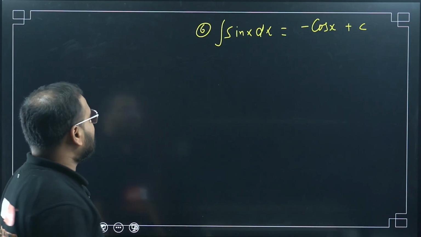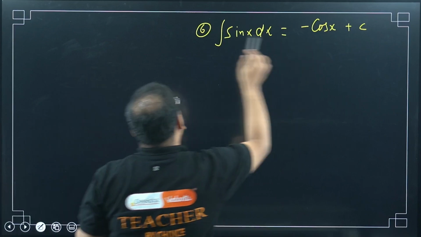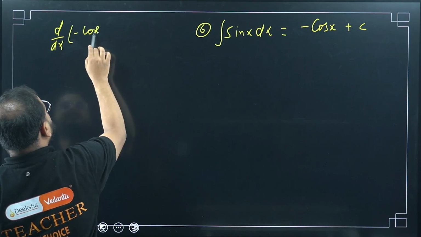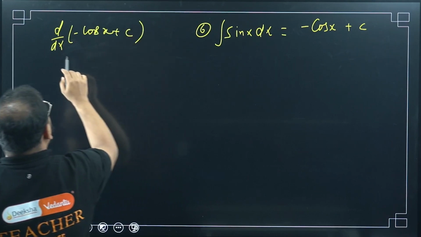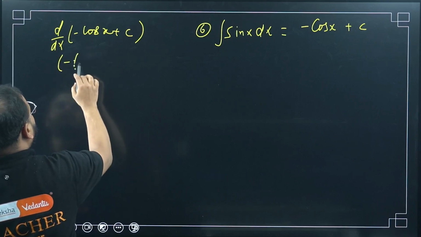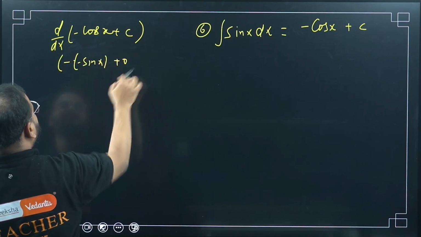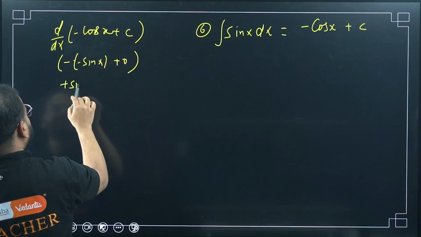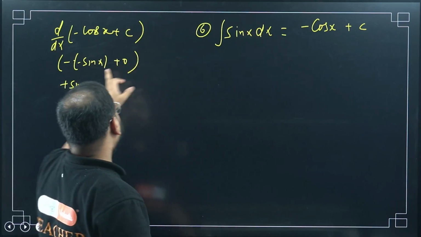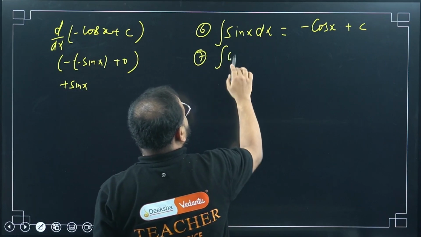Why, sir? Remember, differentiation of sine versus cos. If I differentiate minus cos x plus c, what was this? Minus cos x will become minus sin x, right? And c will be simply 0. So this is going to be plus sin x. So differentiation of this part is sin x. That's how we are getting it. So minus cos x. So 7th formula, I hope you can get this right also.